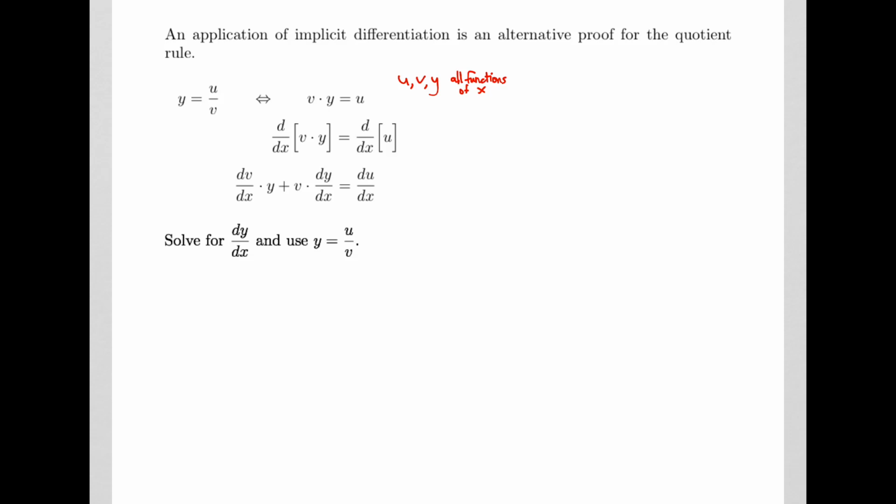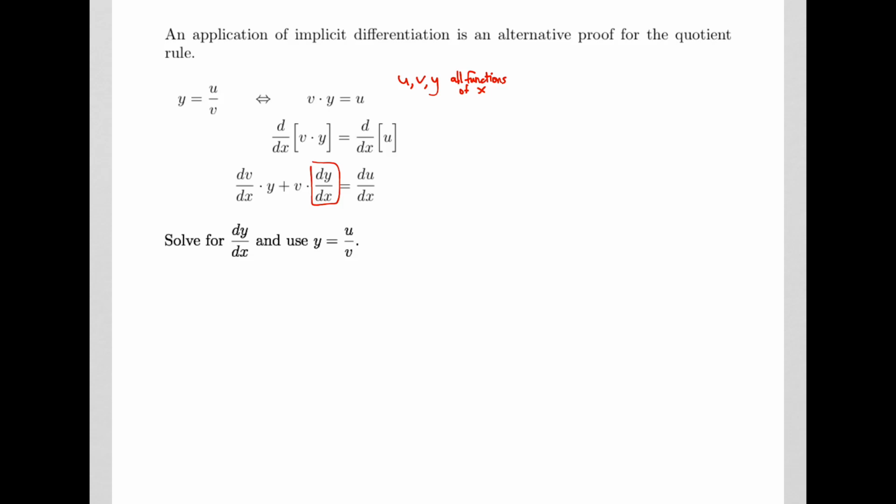Well, that means I could take a derivative of both sides of the equation, the derivative with respect to x of the product, and that has to equal the derivative with respect to x of u. And using the product rule, I have last d first plus first d last on the left. That has to equal the derivative of u on the right. And our goal is to solve for dy dx. So we subtract y dv dx and divide by v.